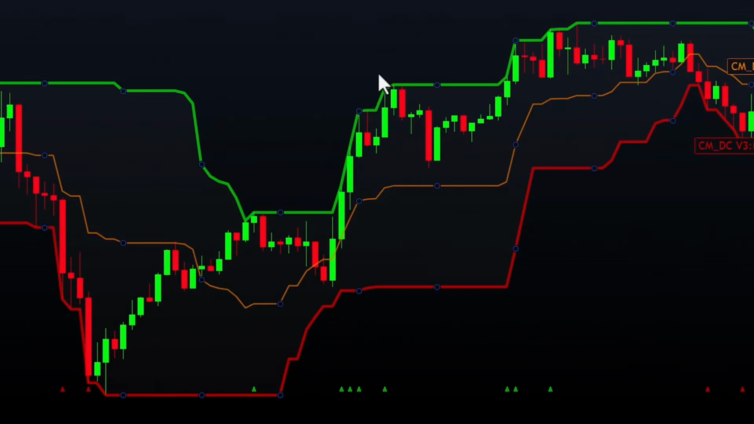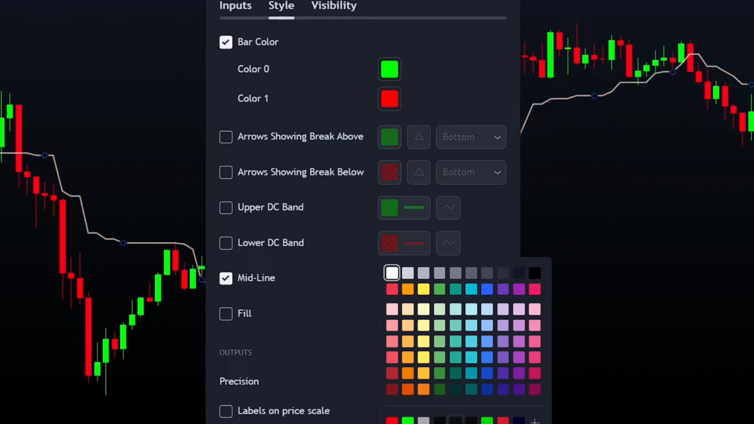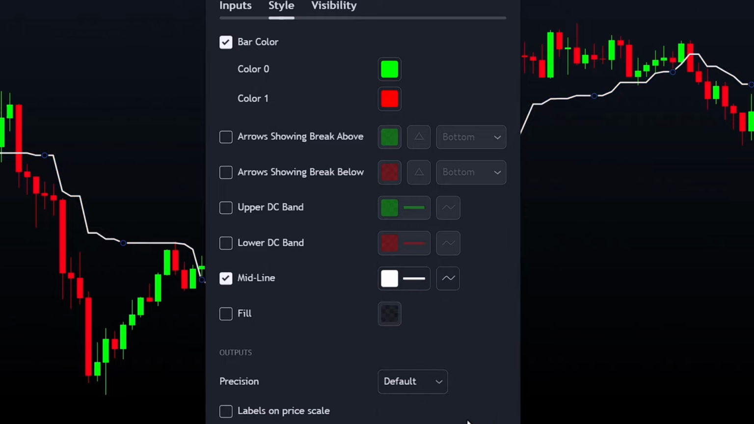Click on the gear icon next to the indicator's name to access the settings. Here's what you need to do in the input section: disable the show arrow options. Trust me, you don't need that clutter. Keep the bar colors and midline options enabled because they are super important for your analysis. The midline is key. It acts as a reference point for potential trades. When the price is above the midline, that's usually a bullish signal, and when it's below, that's bearish.